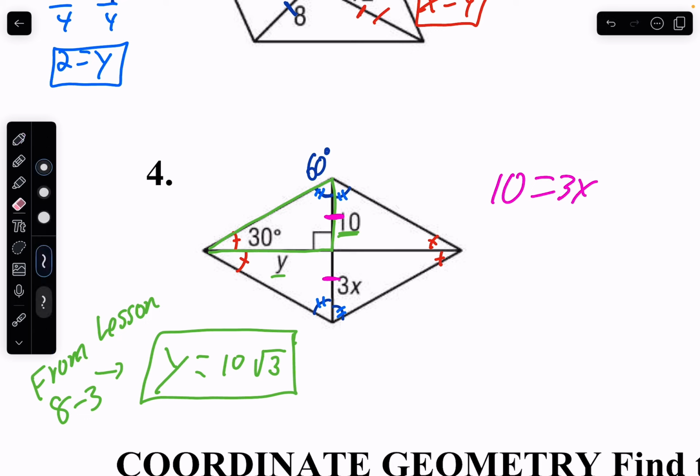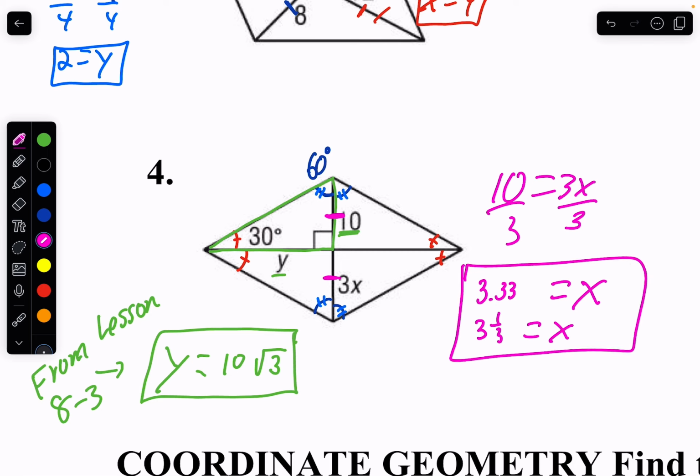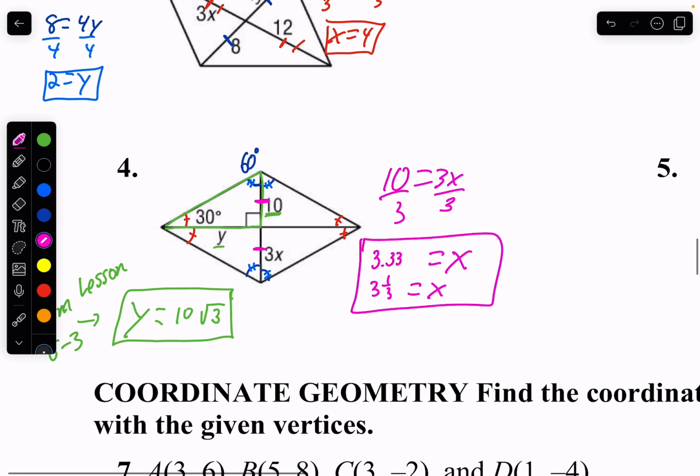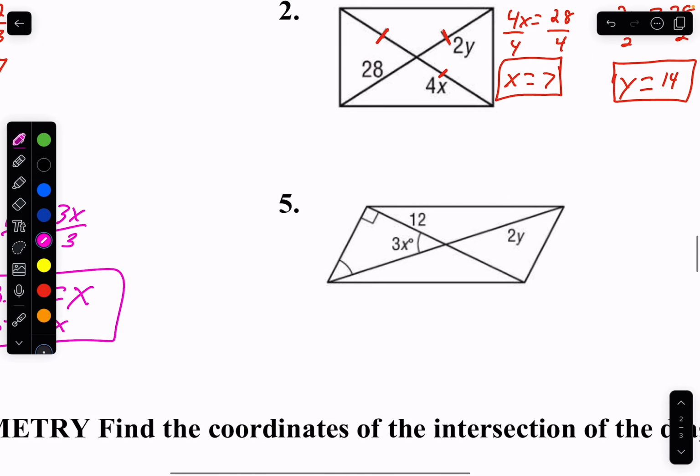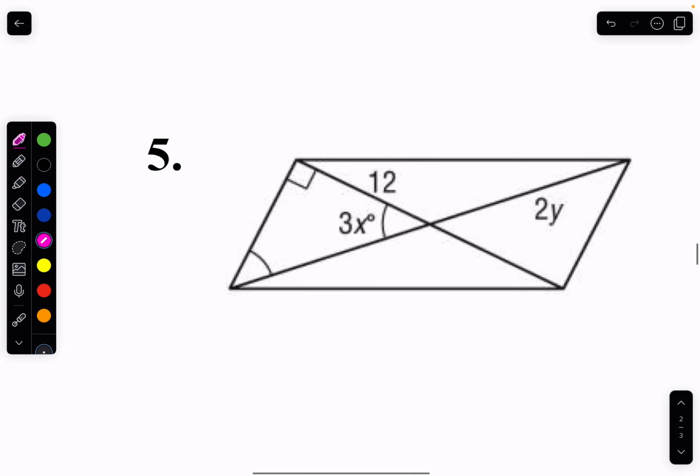Well, that is the end of geometry. And we now divide by 3, and I can say x equals 3.333, or 3 1/3 equals x. And that is the end of problem number 4. Okay, problem number 5. So we take a look at problem number 5. And what do we see? We see that they're asking us for an x, which happens to be an angle right here.